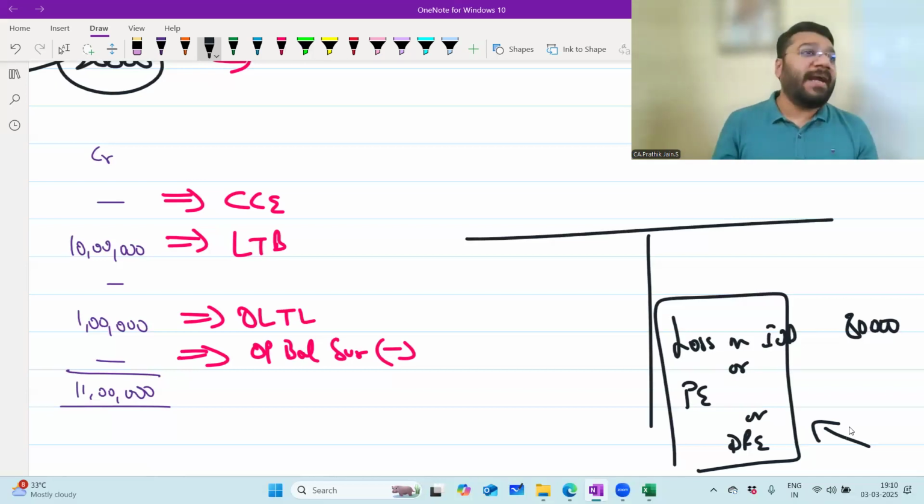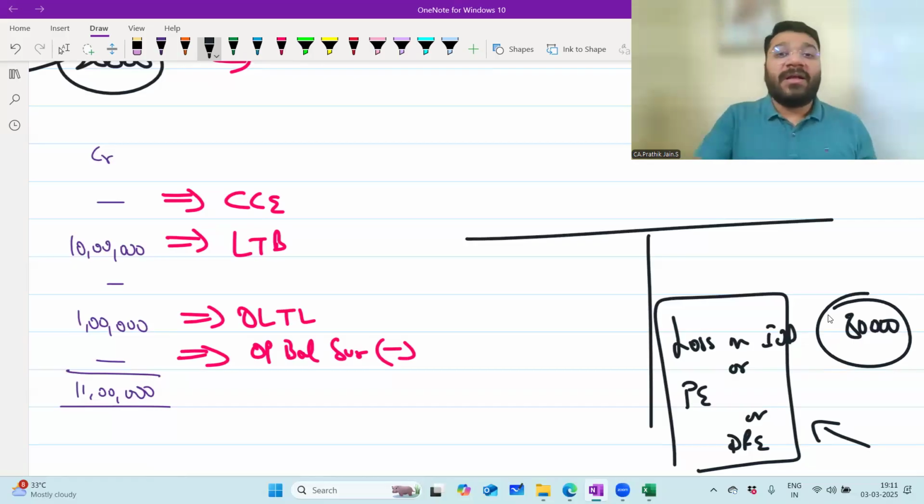So Schedule 3 said that we will not show this on the asset side. Let's regroup it. What is this? These are the future losses. Do you agree with me? This 80,000, we will write off in a period of the next 4 years.